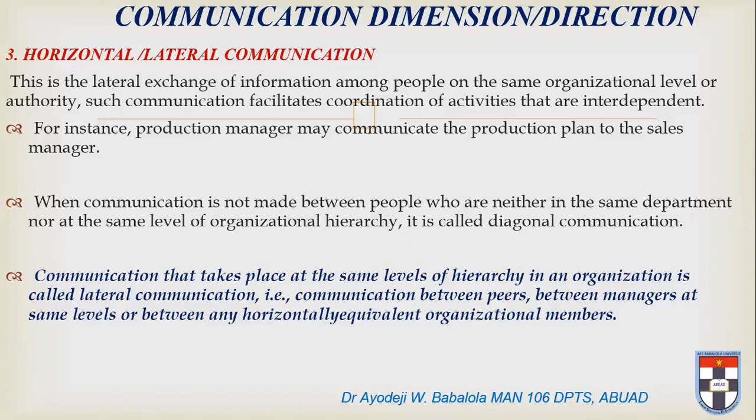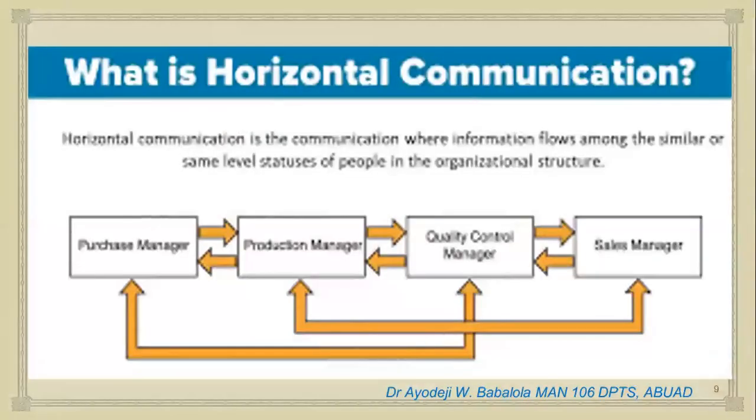That is, when a salesperson communicates with a production manager, or when a staff member on the production line, a production worker, communicates with the sales manager on official matters. I'm not talking of unofficial, informal communication here. That kind of communication is called diagonal communication.